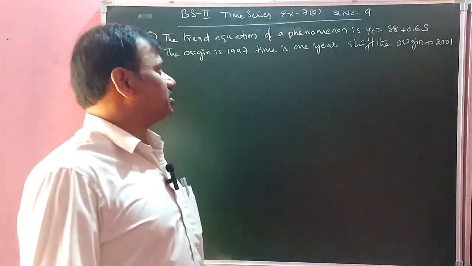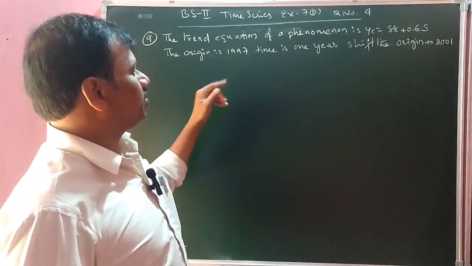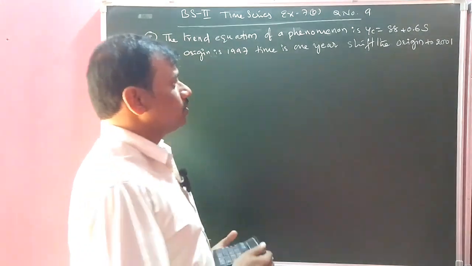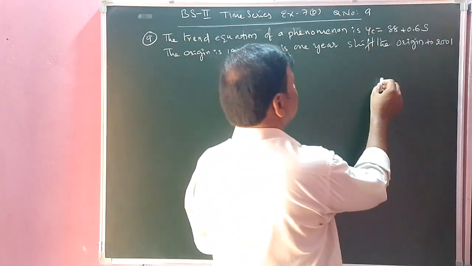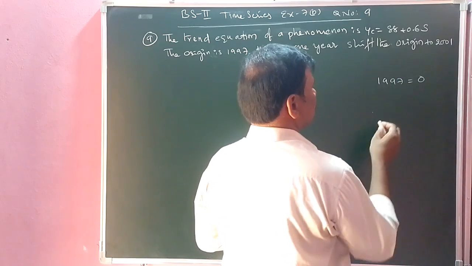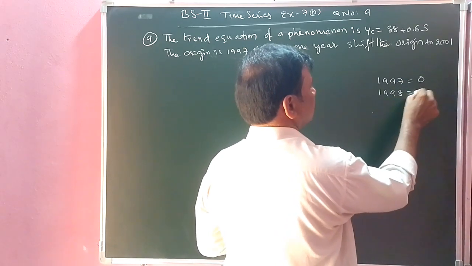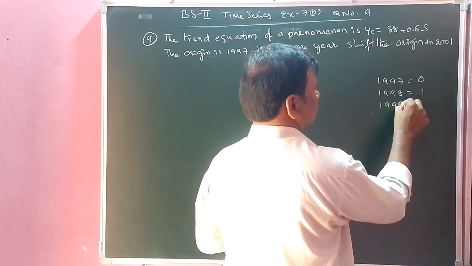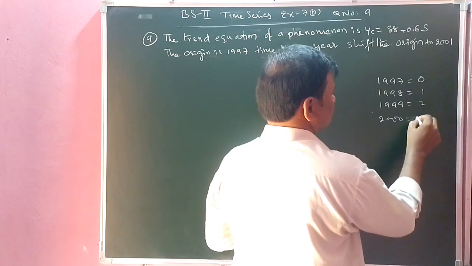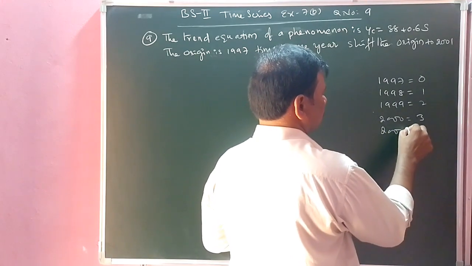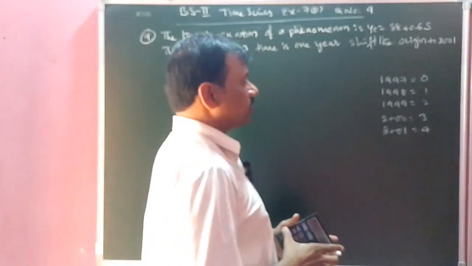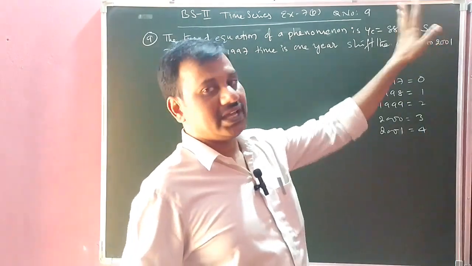So here we are changing the origin from 1997 to 2001. Here 1997 equal to 0, so 1998 is 1, 1999 is 2, 2000 is 3, and 2001 year value is 4. So this 4 is added to x.